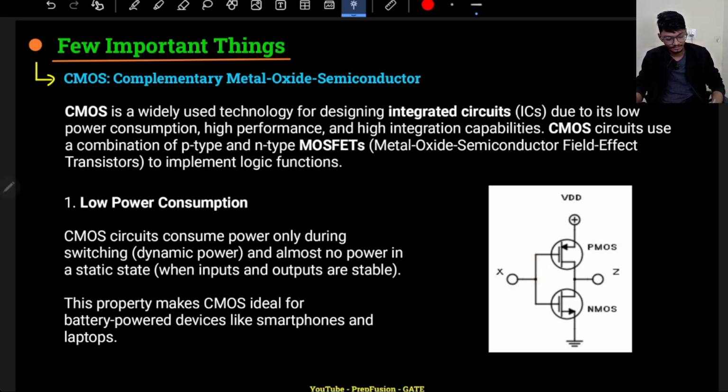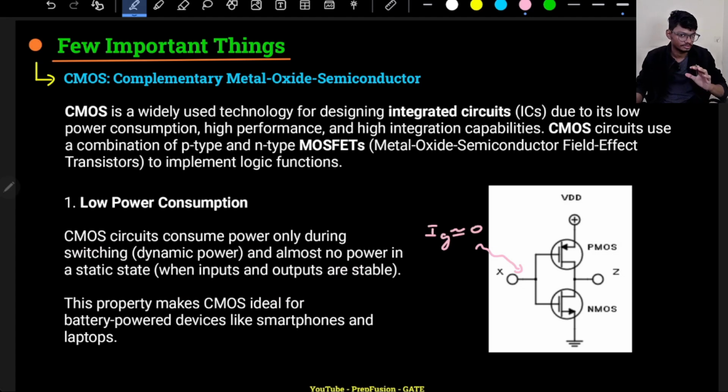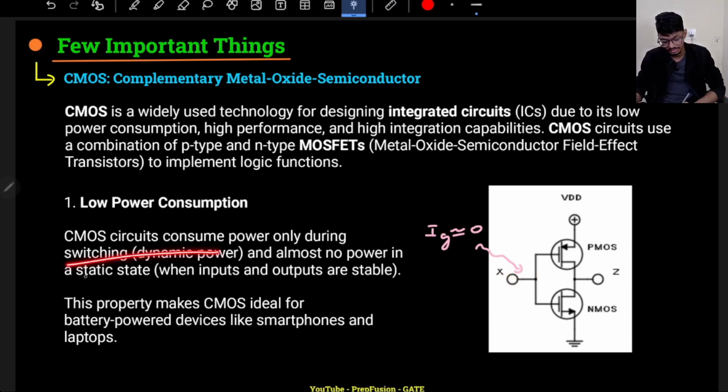When it is in the static state, we know our gate current Ig is very low, almost equal to zero. To turn the device on or off, I have to apply some voltage here. As the gate current is very low, Vg will be some finite value, and Vg times 0 will be 0. So the power is 0. That's why it has no power.